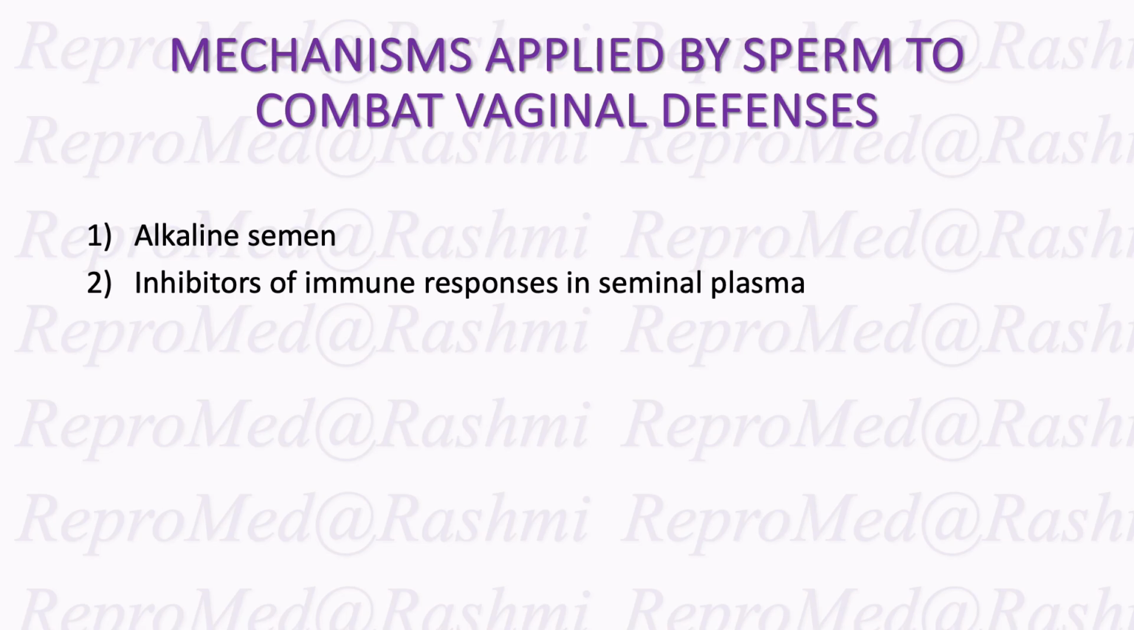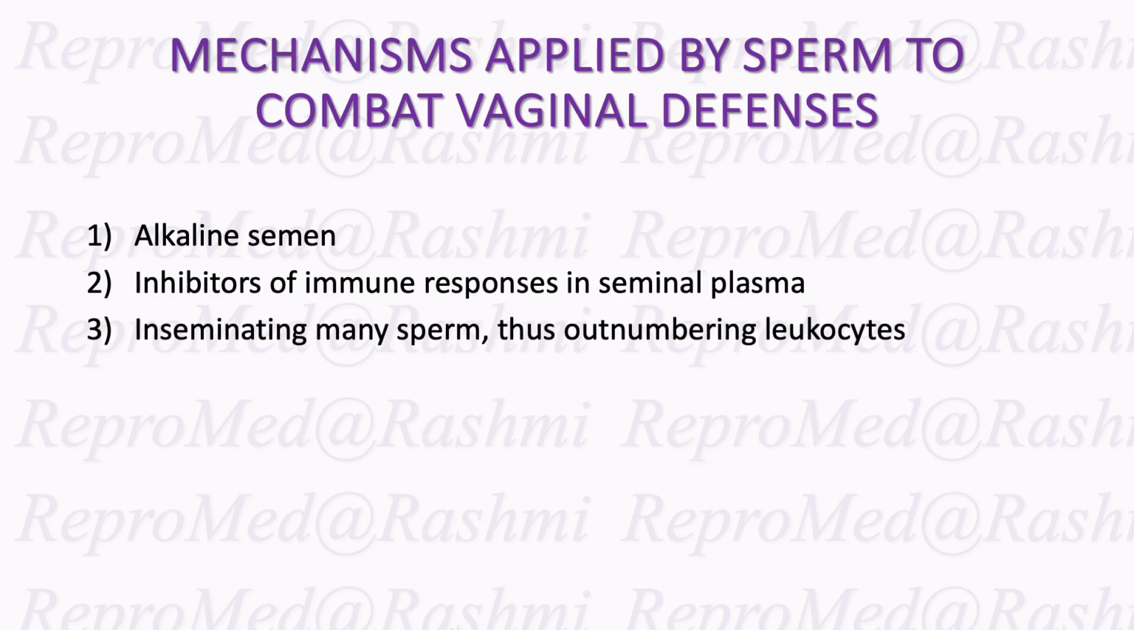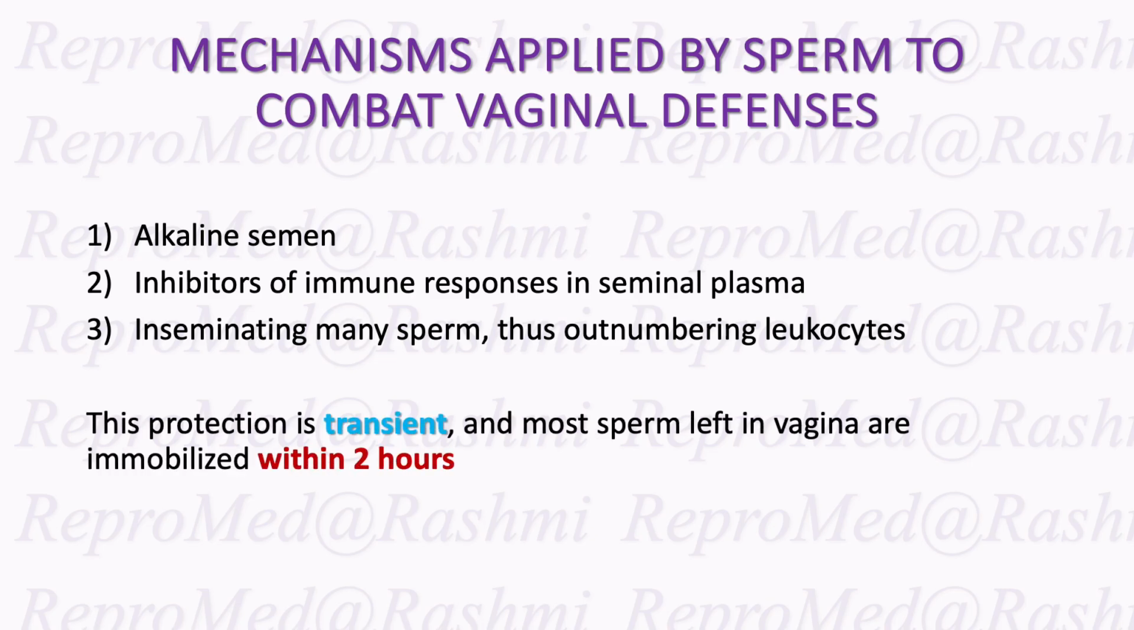Inhibitors of immune response in seminal plasma also exist, and many sperms are inseminated, thus outnumbering the leukocytes. Because the male semen has a lot of sperm, they usually outnumber the leukocytes available in the vagina to kill the sperms. This protection is transient, and most sperms left in the vagina are immobilized within 2 hours.